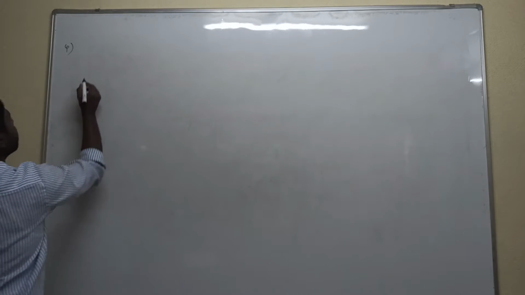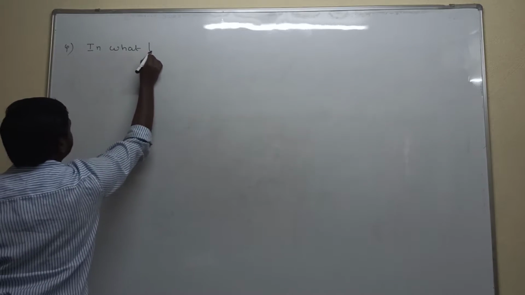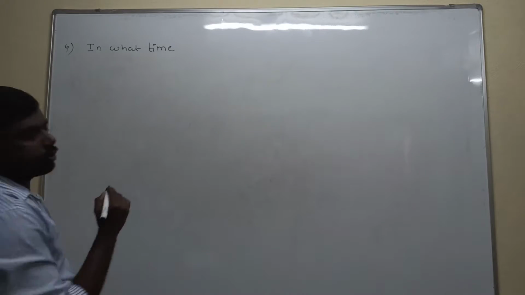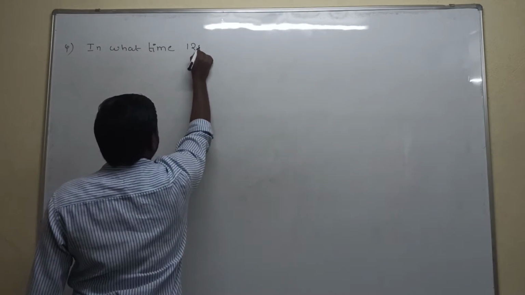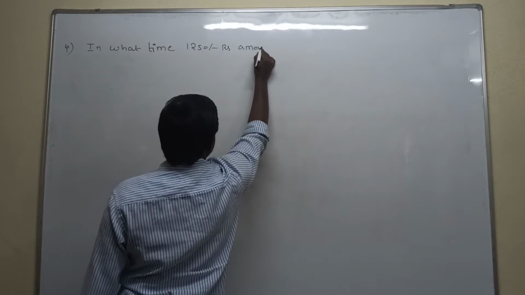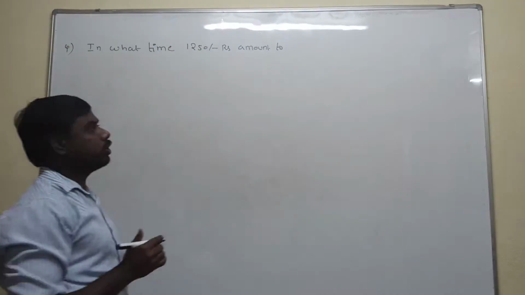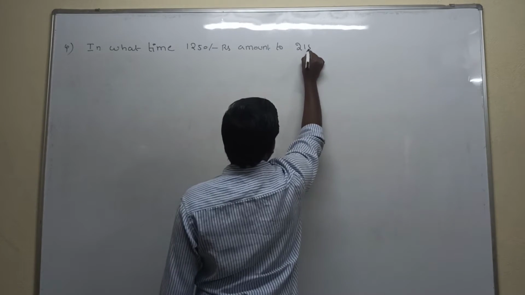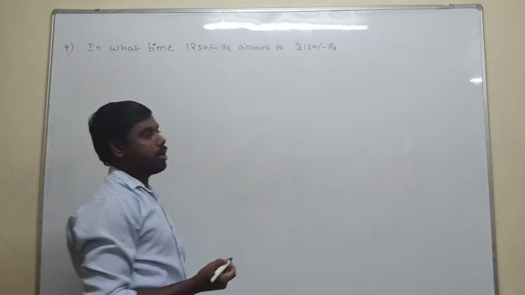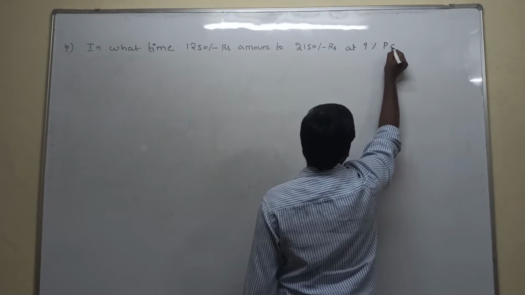In what time? Means to calculate time. In what time does a principal amount of 1250 rupees become a total amount of 2150 rupees at 9% per annum?